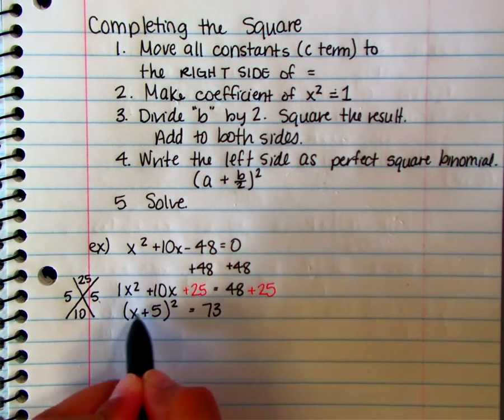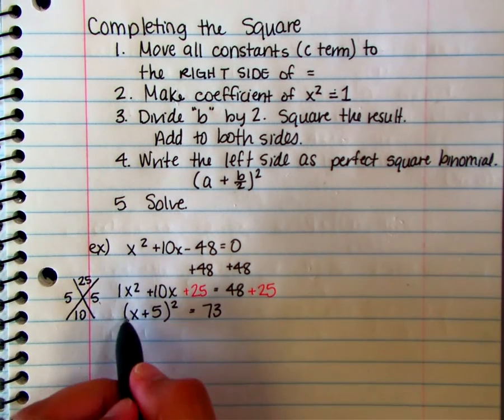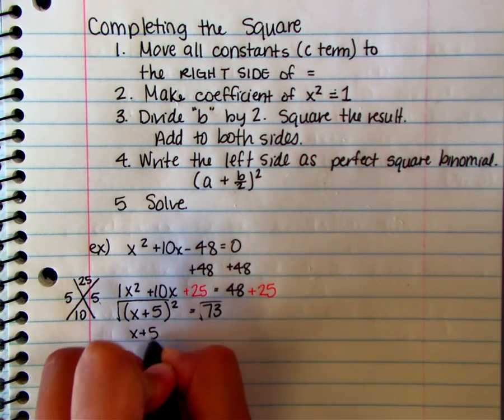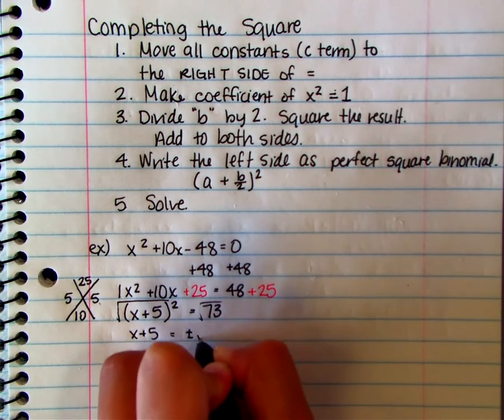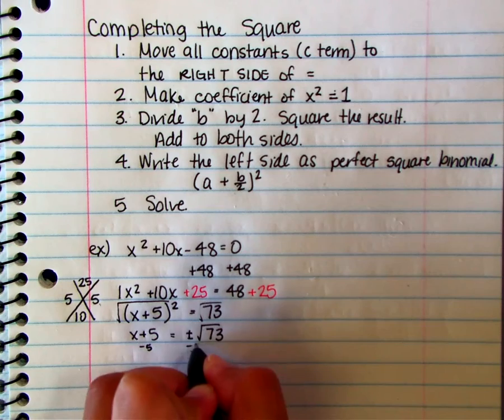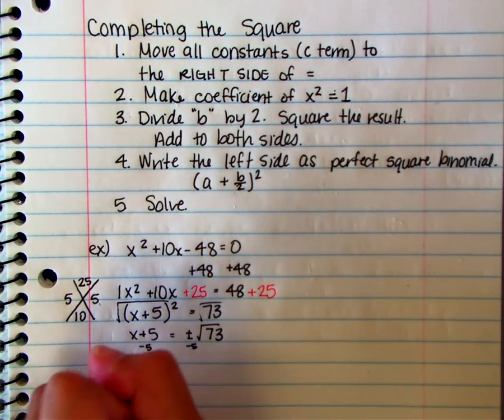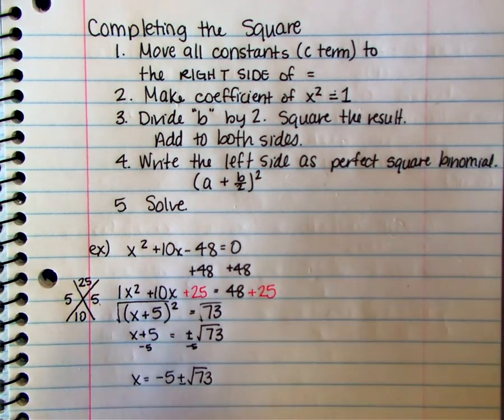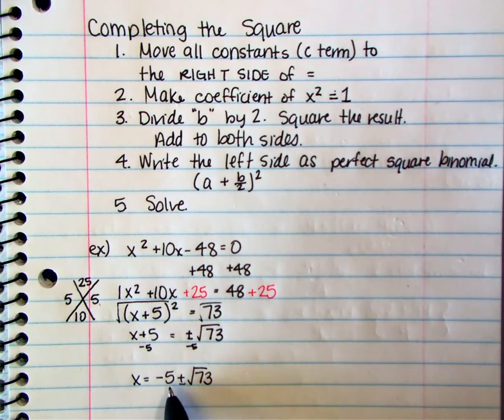We're going to get x by itself, so we're going to take the square root of both sides. So we'll have x plus 5 equals the plus or minus value of the square root of 73. And last step, we'll subtract 5 from both sides. And so x is negative 5 plus or minus the square root of 73. That just means that it's crossing the x-axis at this value. That is a decimal, so it's not exact. But that's your completing the square.